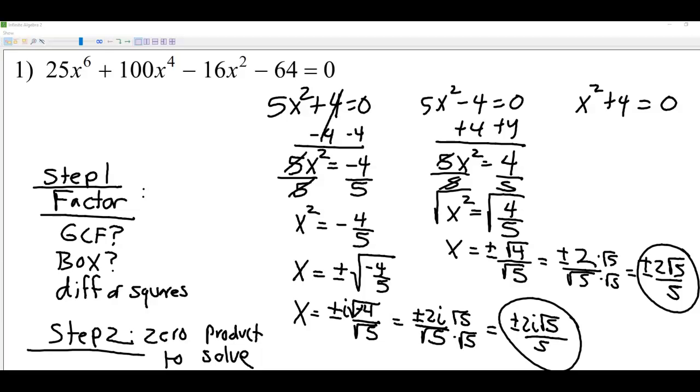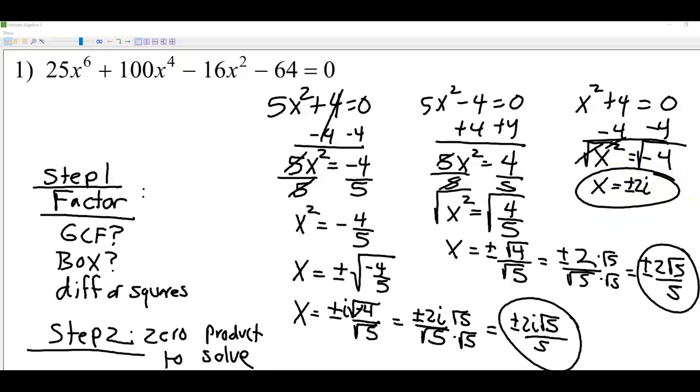Why don't you guys try solving the last one there on your own? x squared plus 4 equals 0. See what you guys get. Try that. I'll give you a second. Take a square root. The negative becomes an i. Don't forget your plus and minus. And the square root of 4 is 2. So plus and minus 2i.